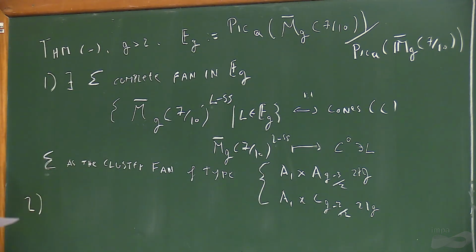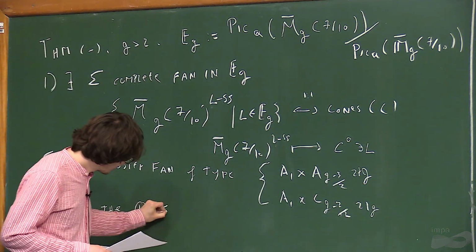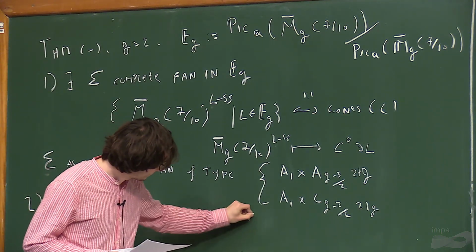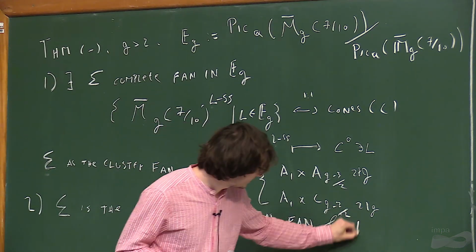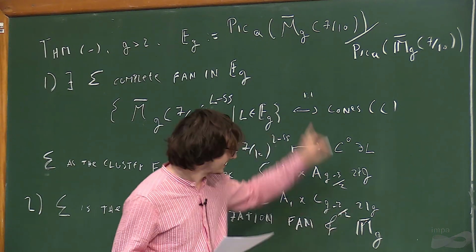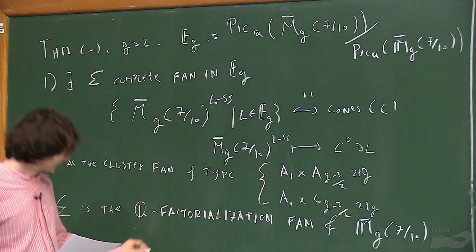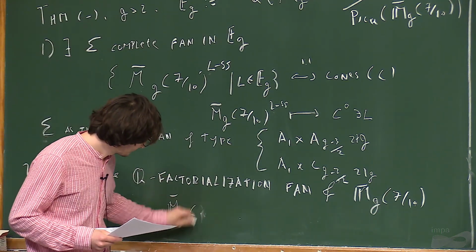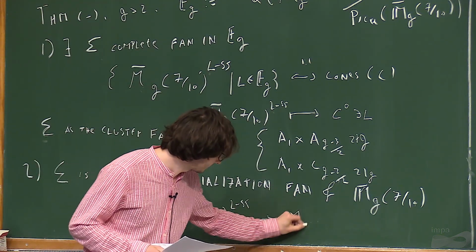Good. So this is somehow the description of the semi-stable loci. But there is a second part of the theorem, in birational geometry: sigma is the Q-factorialization fan of M_g^{7/10}, the moduli space, and the partial Q-factorializations are given by the moduli spaces of the semi-stable loci above.